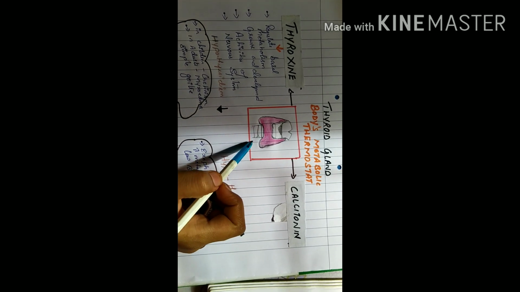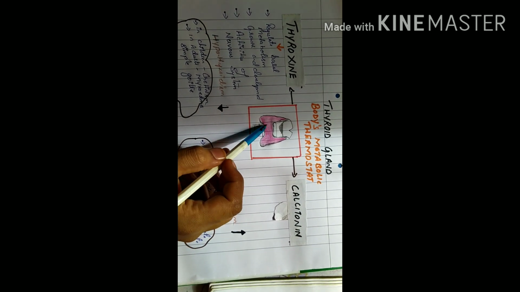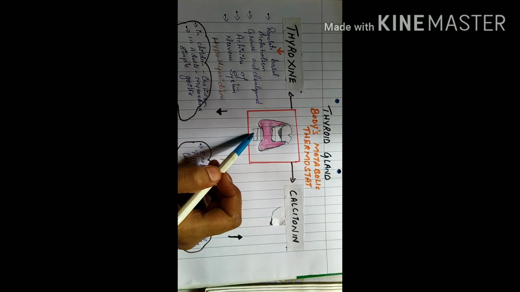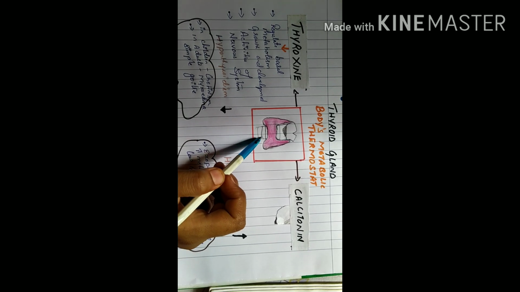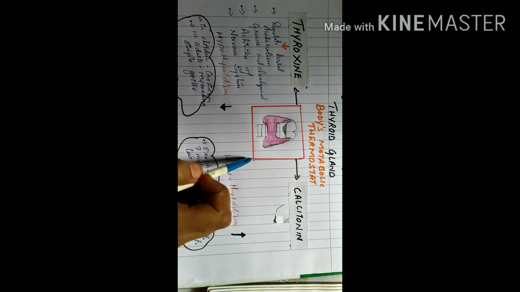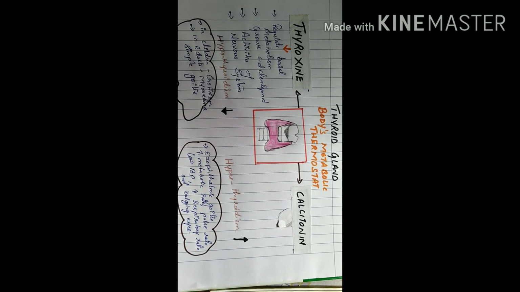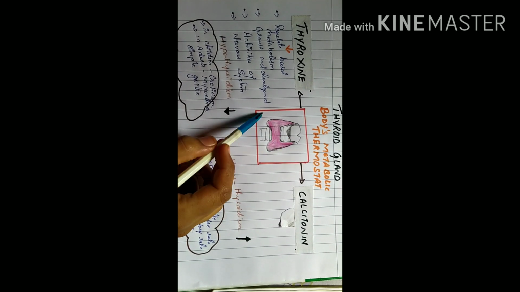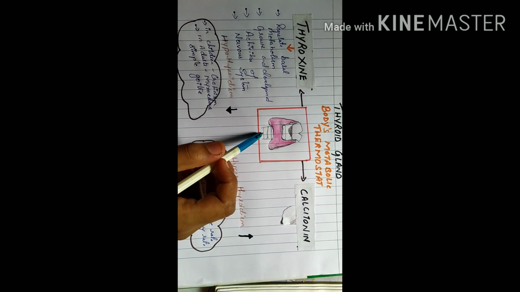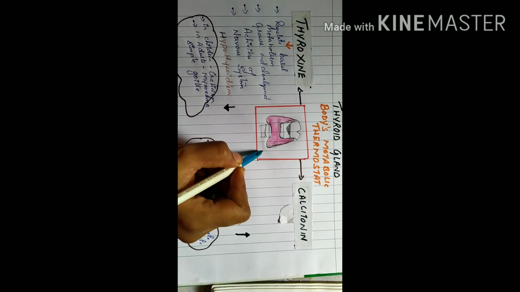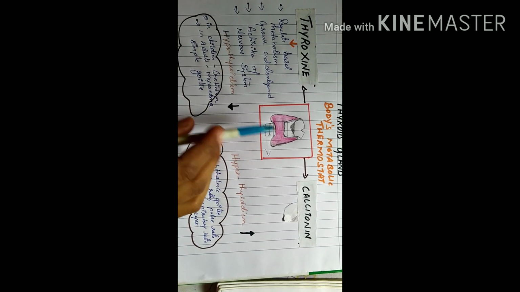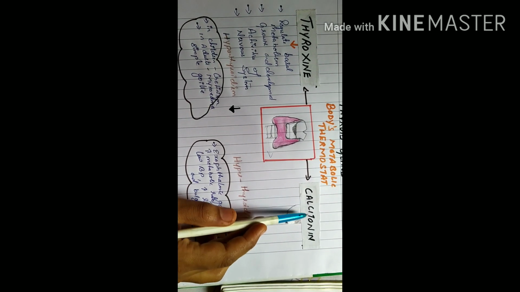This is the structure of the thyroid gland. It is a large gland located in the neck region at the base of the larynx. It has two lobes, one on either side of the trachea, giving it a butterfly shape. The hormones secreted by this thyroid gland are thyroxine and calcitonin.